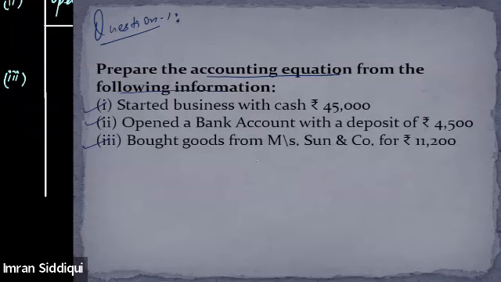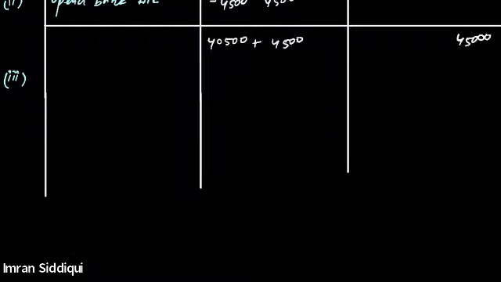Yes, sir. Okay, so when we put this into the format, how are we going to write it? See, we will be writing it this way. Write down, bought goods on credit. So when you buy goods on credit, what will happen?